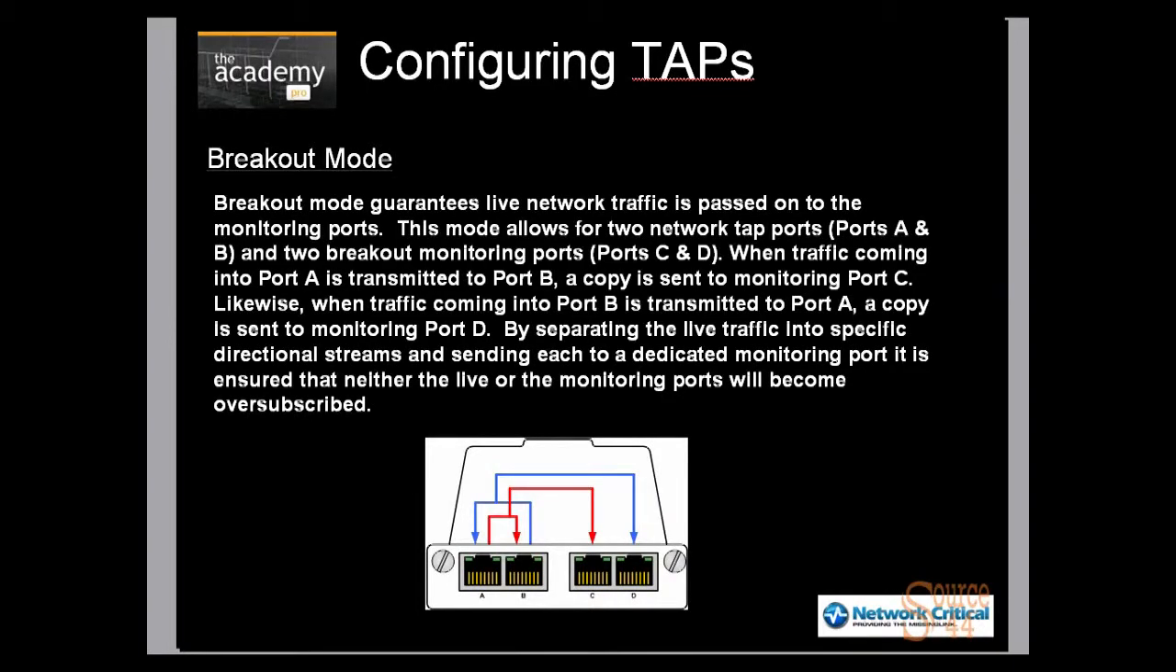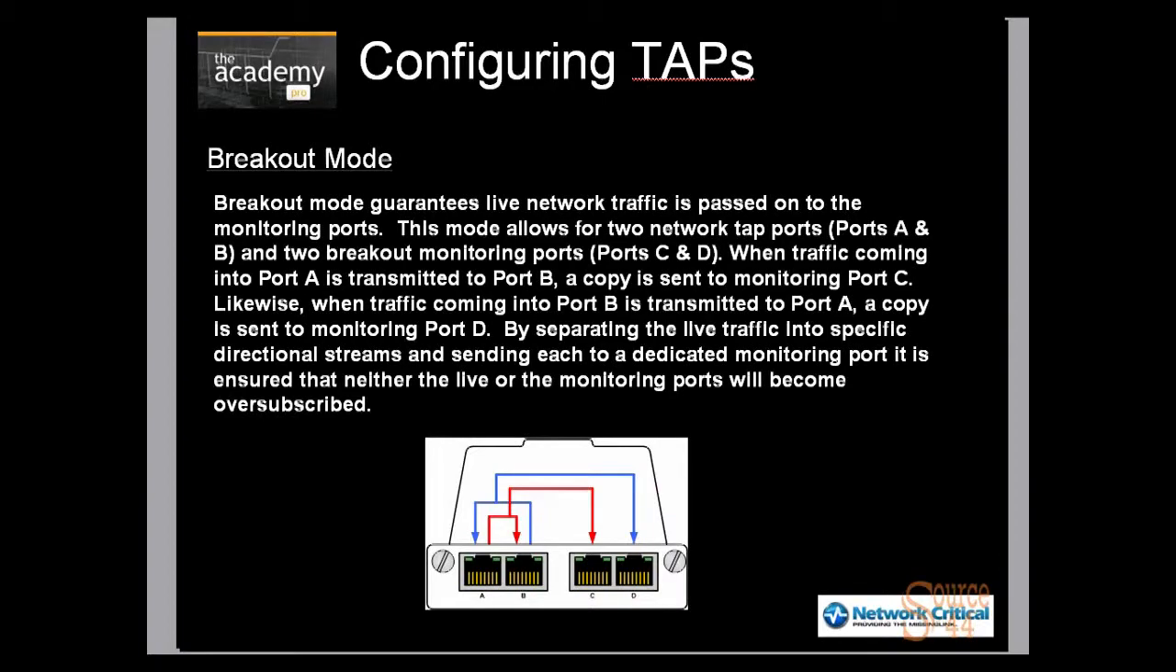So let's look at our diagram on the bottom. You'll see 4 ports. They're paired up, and you'll see ports A, B, C, and D. Essentially a tap is placed in line. So in front of your firewall, behind your firewall, in front of a group of servers, whatever it may be, it's placed in line. So essentially, you're going to plug port A into your firewall, plug port B back into your core switch or whatever it may be.